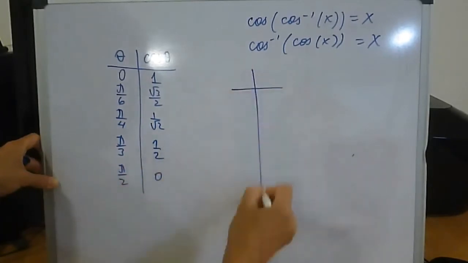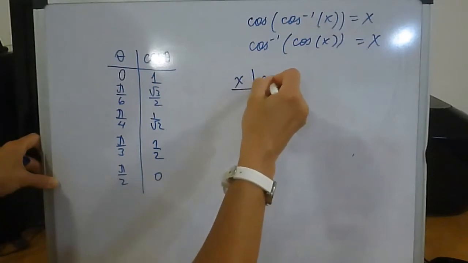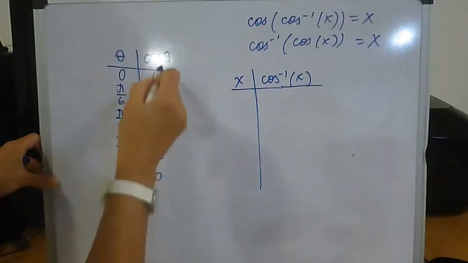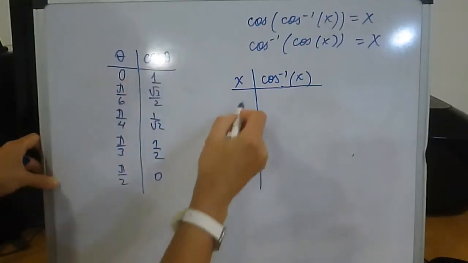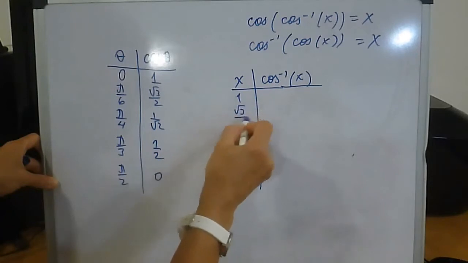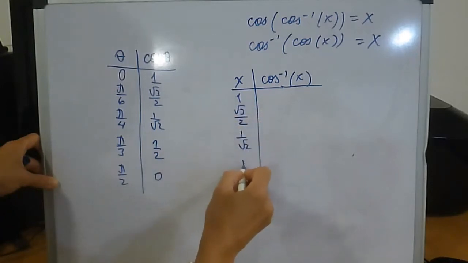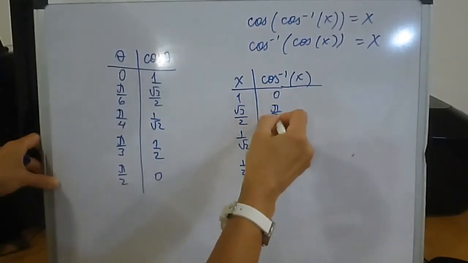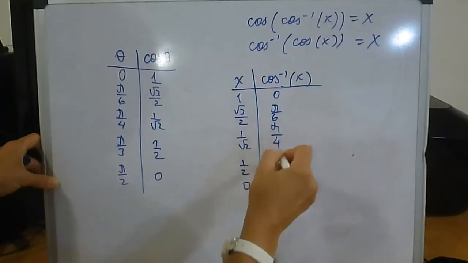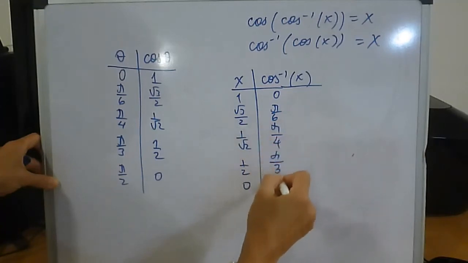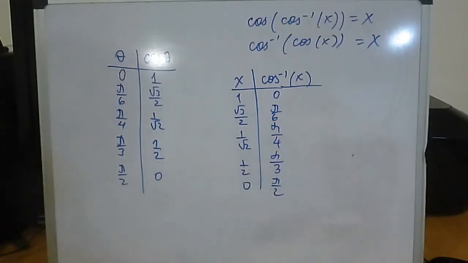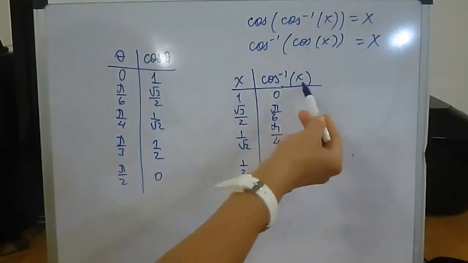What is going to happen for the inverse function? For the inverse function, everything is going to change. So for example, this column, which is y, is actually going to become my new x here. So I'm just going to copy it: square root of 3 over 2, 1 over square root of 2, 1/2, 0. And this column I'm going to copy over here, and that's going to be my new table for the inverse: pi over 4, pi over 3, and pi over 2. So now if somebody asks me, what is cosine inverse of 0? I'm going to tell him, it's pi over 2. So 0, cosine inverse, pi over 2.